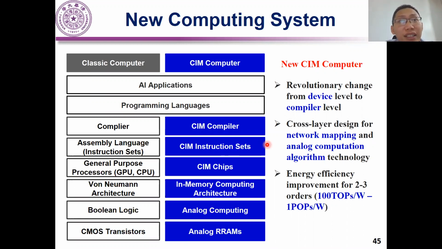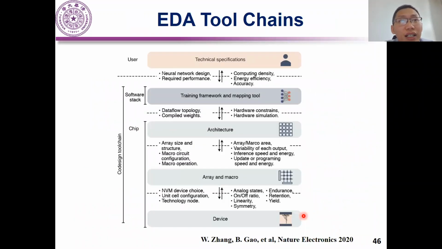The cross-layer design for the network mapping and the analog computation algorithm technology are needed. This new computing system is able to enhance the energy efficiency by 2 to 3 orders, reaching 100 TOPS per watt to 1 POPS per watt. That is our hope. To achieve this goal, the EDA toolchains are very critical and highly required.